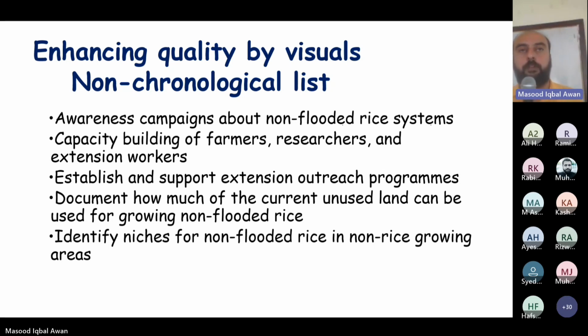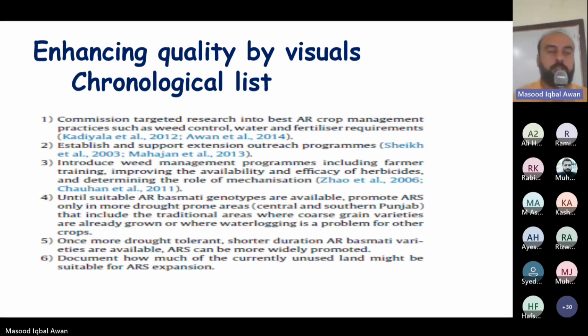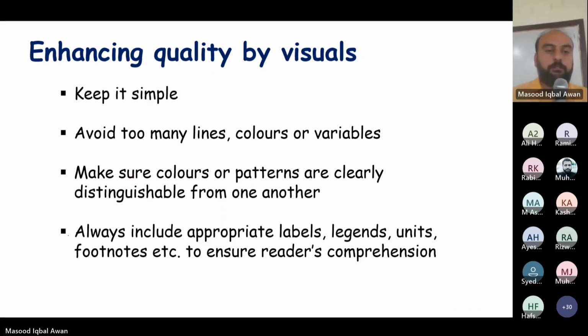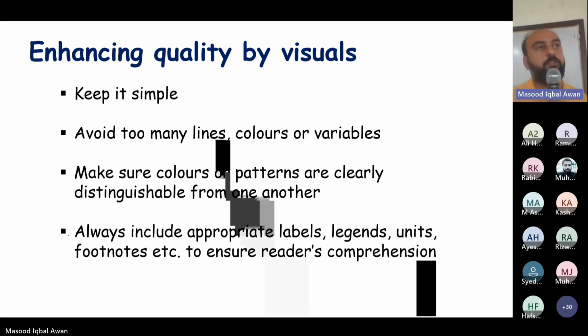and if the order of these recommendations is not important, then you can write them in any order and in bullet form. But if the order is important, that this should come first, this second, this third, then you should number it. We can include people or objects. This is mostly in the case of theses or reports. The main message is to keep it simple, to avoid too many lines, colors, and variables, and make sure that the colors or patterns you use are clearly distinguishable from one another. And always include appropriate labels, legends, units, footnotes.